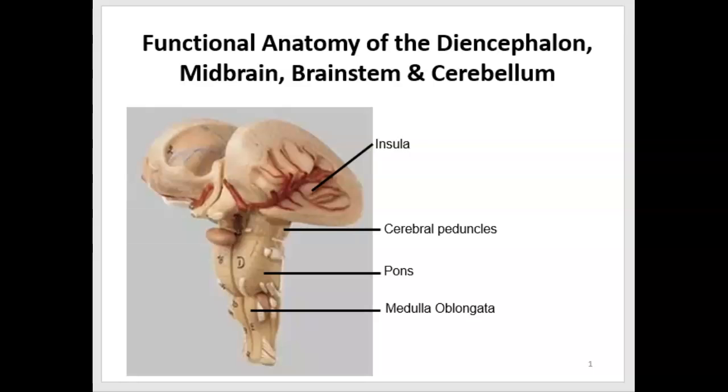Also labeled are the cerebral peduncles, part of the midbrain, and the pons and the medulla oblongata. The brainstem includes three structures: the cerebral peduncles, the pons, and the medulla oblongata. The cerebellum has also been removed from this particular model.